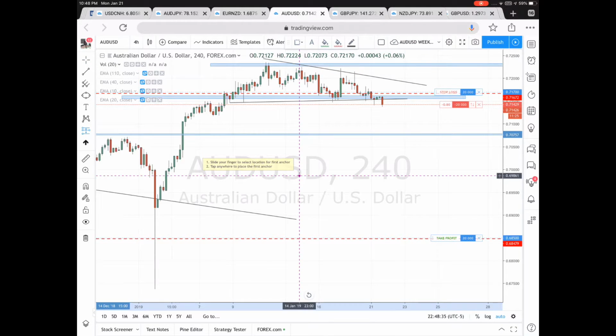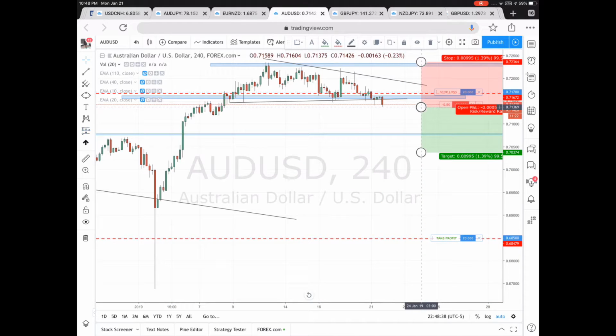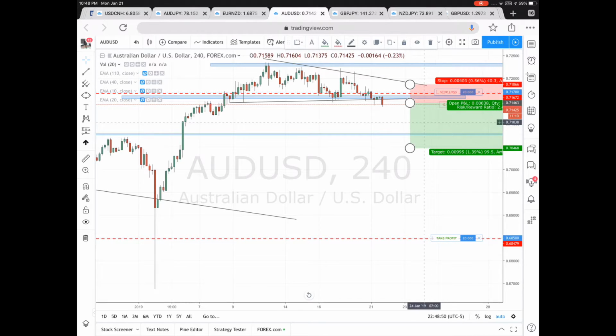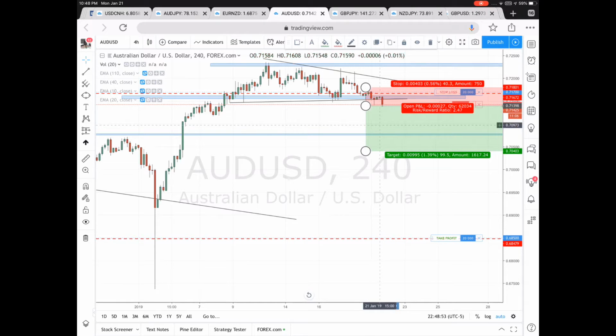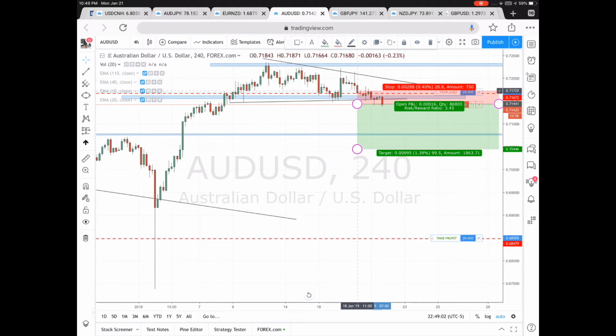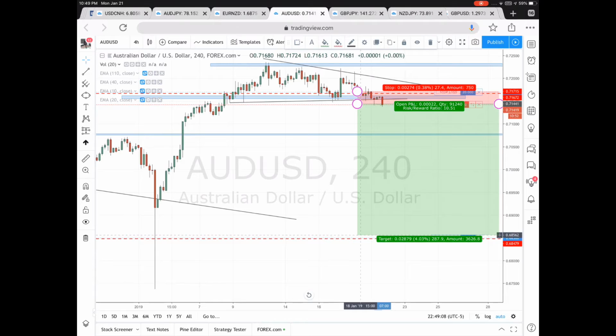If you guys take a look right here, let me pull up the short position. I got into the market. I'm risking 27 pips. Boom. This is a 10 to 1 ratio. I am risking 27 pips to get 290 pips.